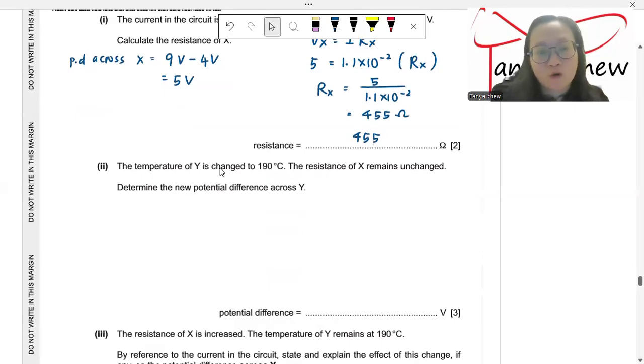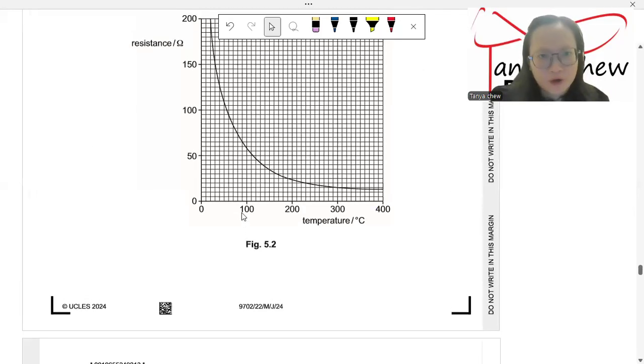Second part: the temperature of Y is changed to 190 degrees Celsius. Resistance of X remains unchanged. Determine the new potential difference across Y. Now, let's look at the graph here.